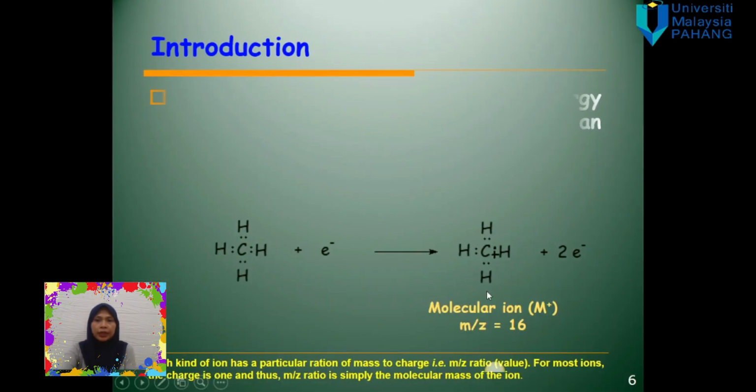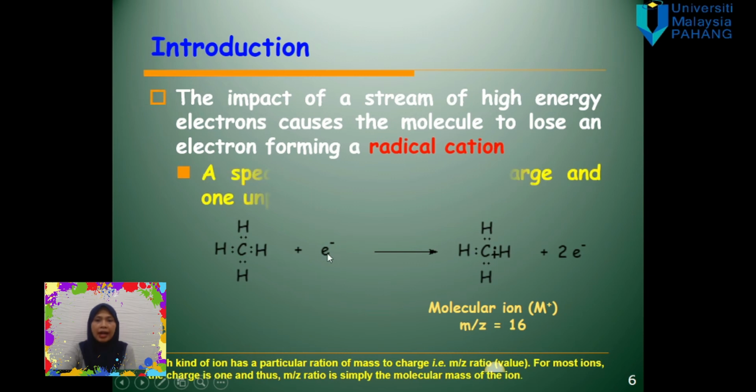Here I show you the chemical equation of how a high energy electron bombards our neutral molecule to form an ion. This high energy electron bombards our neutral molecule, and one electron is released, and the molecule becomes a cation. This molecule becomes a radical cation, and one electron has been released, followed by the electron of high energy. Based on this, only the radical cation will be detected, and the neutral molecules are not detected.